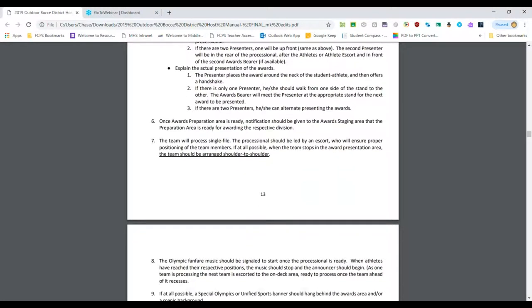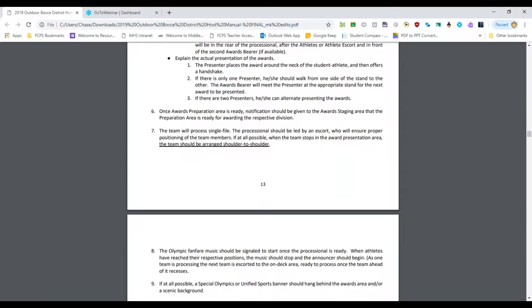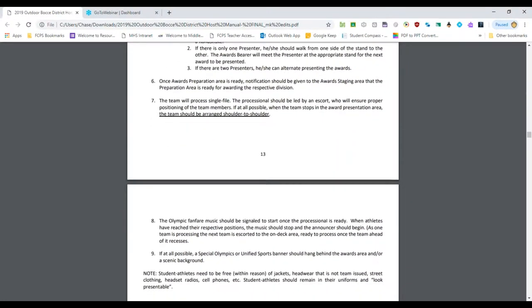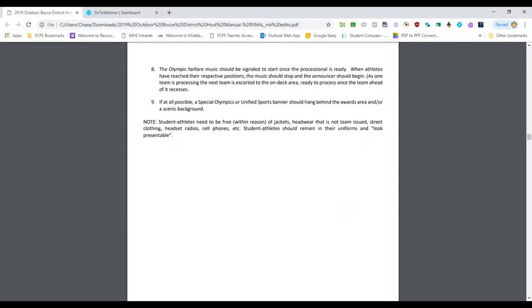You want to set your teams up in a single file line prior to them getting their awards. It'd be nice to have staff there to help escort them to make sure they know where they're going, so that this award ceremony looks nice and neat and official. Once your processional is ready, your Olympic fanfare music should signal when the athletes are to take their places to receive their awards.